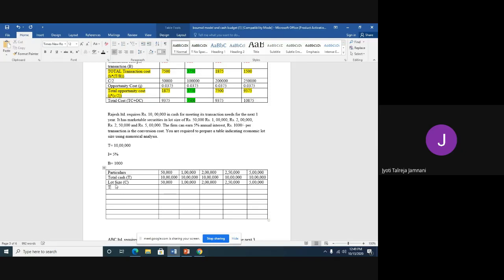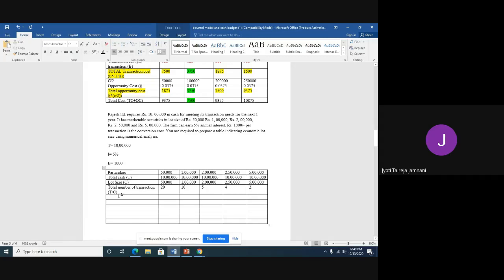Now we have T and C. So now we can find the total number of transactions. How to find the number of transactions? T by C. Divided by C, correct. So 10 lakh divided by 50,000, how much you get? 20. 10 lakh divided by 1 lakh? 10. 10 lakh divided by 2 lakh? 5. 10 lakh divided by 2 lakh 50,000? 4. And 10 lakh divided by 5 lakh is 2. So these are total number of transactions.